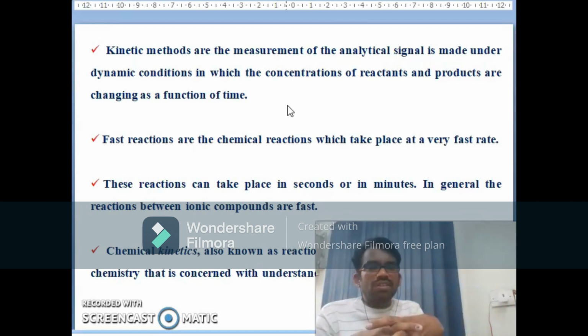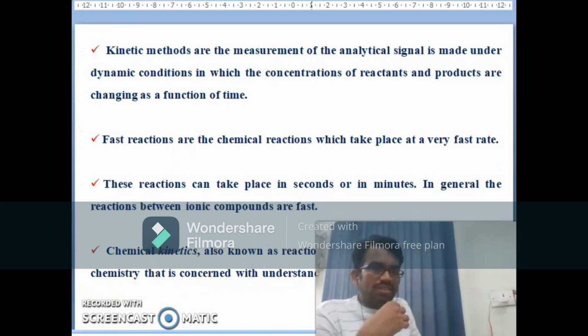Most chemical reactions come under fast reactions. As mentioned in the second point, fast reactions are chemical reactions which take place at a very fast rate. The third point: these reactions can take place in seconds, minutes or milliseconds, and generally they are reactions between ionic compounds. Depending on the reactant, a reaction may take seconds or minutes, or even milliseconds. Most ionic compounds undergo very fast chemical reactions.